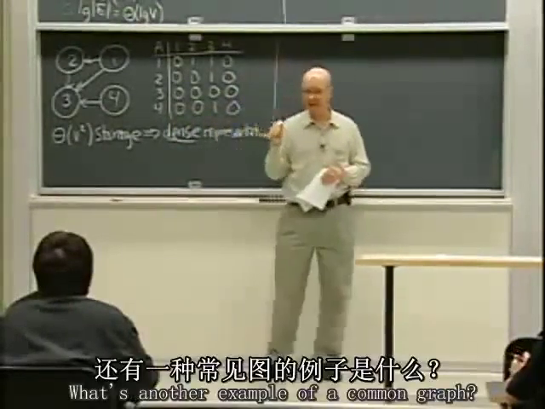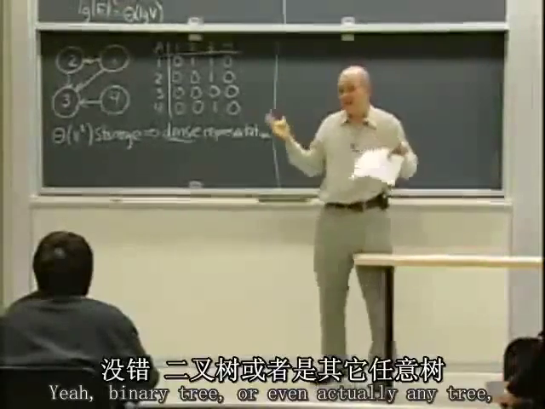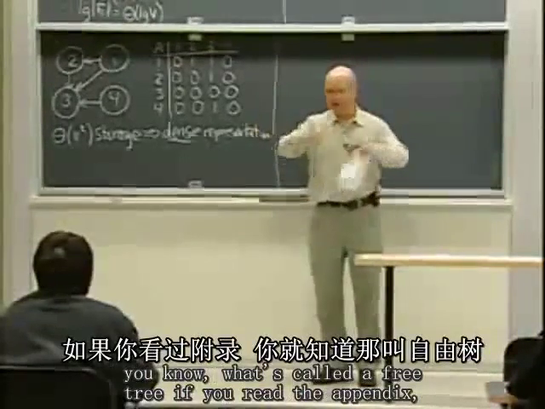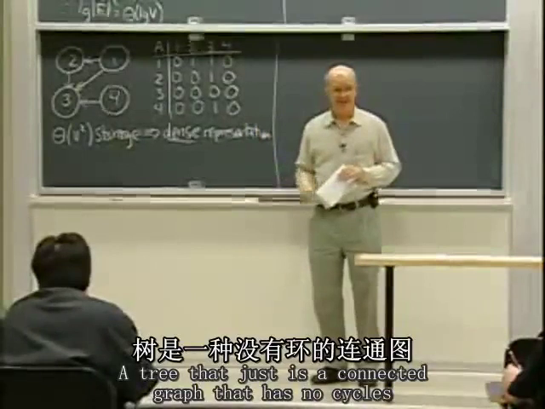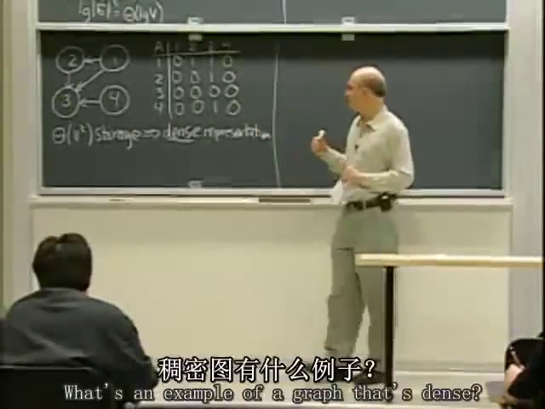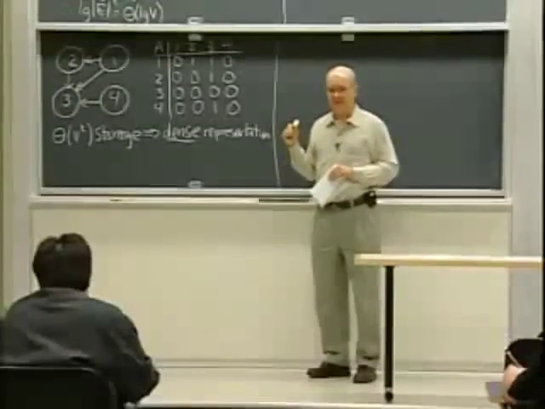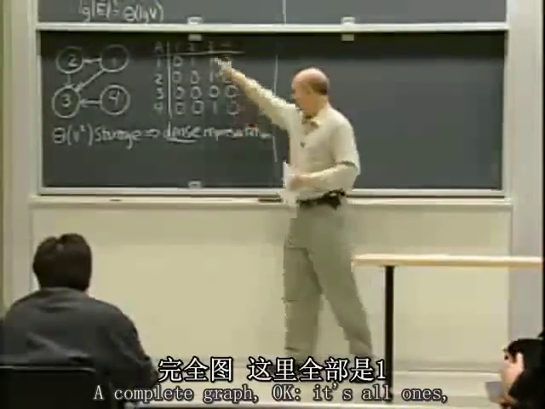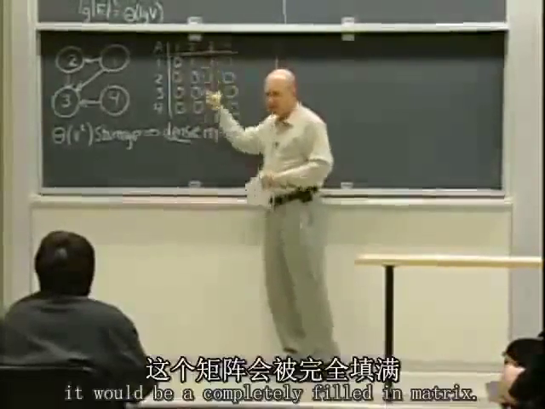What's another example of a common graph? Binary tree. Yeah, binary tree, or even actually any tree, what's called a free tree, if you read the appendix. A tree is just a connected graph that has no cycles. That's another example. What's an example of a graph that's dense? Complete graph, it's all ones. Or if you have edge weights, it would be a completely filled in matrix.